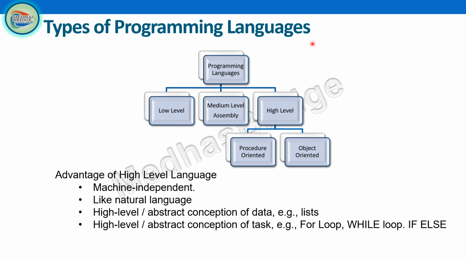Types of programming languages. We have three different types of programming languages: low level, medium level, and high level. Low level means machine code which runs on the hardware platform. Medium level is one level above the low level, which is assembly language. Finally, we have high level language, which is like a natural language. Under high level, we have procedure-oriented programming languages and object-oriented programming languages. We shall see more in detail about object-oriented programming language.